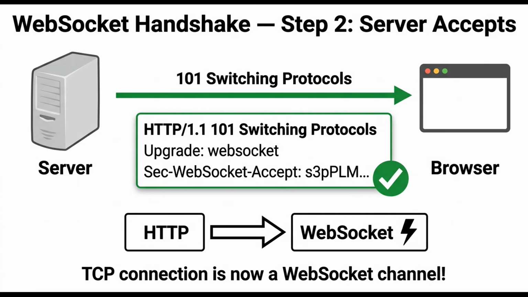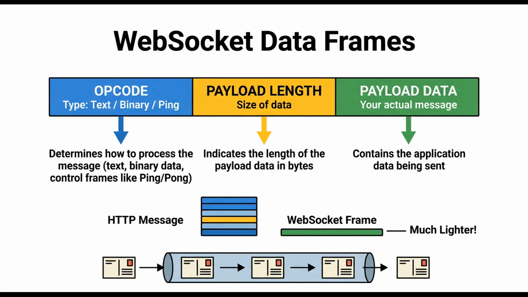The upgrade is complete. Now that the connection is established, how does data actually travel over it? Unlike HTTP, which sends full headers with every message, WebSocket uses a lightweight format called frames. A WebSocket frame is a tiny packet of data. Each frame has an opcode, which tells you what type of data this is, like text, binary, or a control message, a payload length field, and the actual data payload. The beauty of frames is they're incredibly small and efficient. After the handshake, you're not sending HTTP headers over and over, just lean frames.